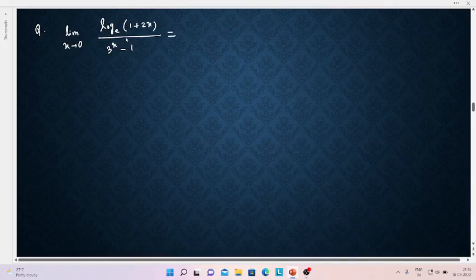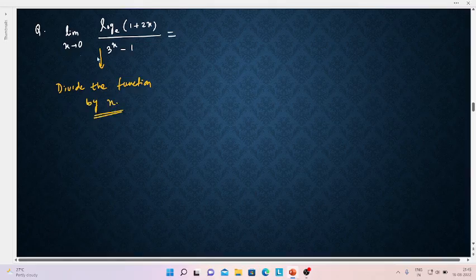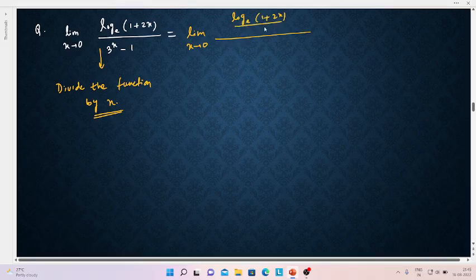So how can we solve this? We have to divide the function by x. So let me divide that function by x. Then what will this numerator become? It will become log base e of (1 + 2x) upon x, and the denominator will become (3 to the power x minus 1) upon x.